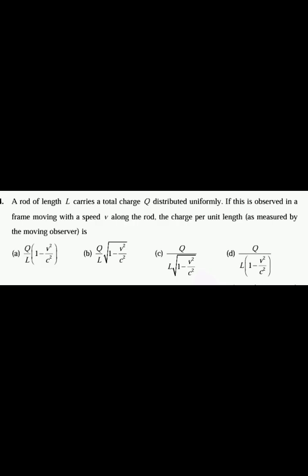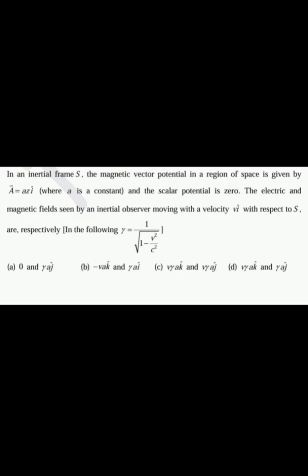Then the next question is, a rod of length L carries a total charge Q distributed uniformly. If this is observed in a frame moving with a speed V along the rod, the charge per unit length as measured by the moving observer is dash. So here lambda is equal to lambda 0 divided by square root over 1 minus v square by c square, and lambda 0 is equal to q by L. So this is equal to q by L into square root over 1 minus v square by c square. So this is the answer.